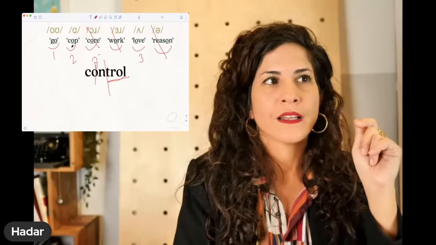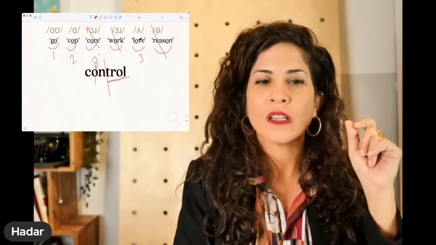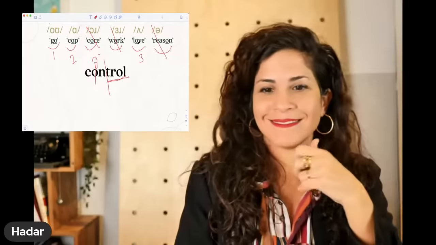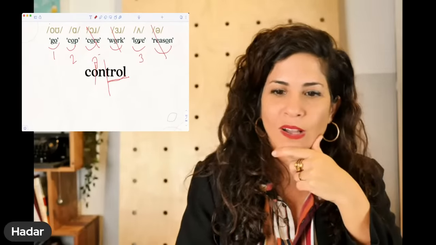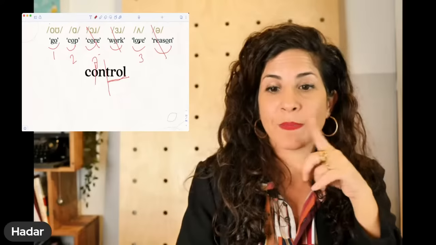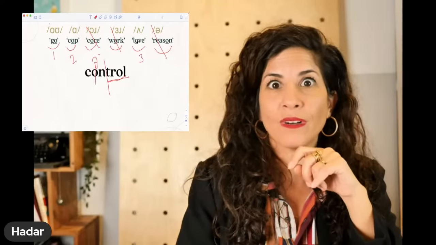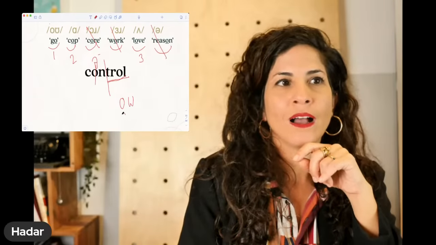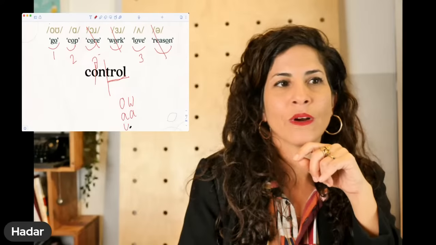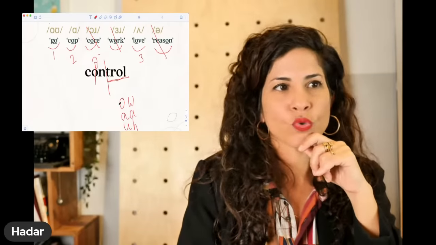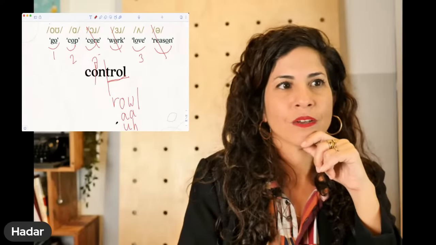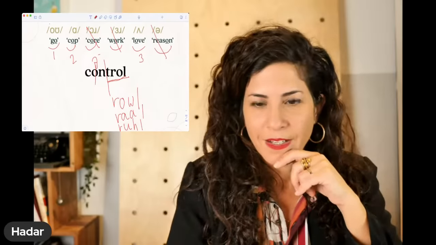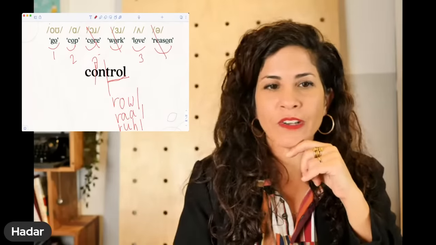I'm going to do it again. Control. One, two, or three. Put your votes in. One or two. One. Miriam says control. Yes, Miriam, you're right. But what about that second O? Would I pronounce it as O, as A, or as A? Control, or control? Okay, there is a clear winner here, and you are all right.